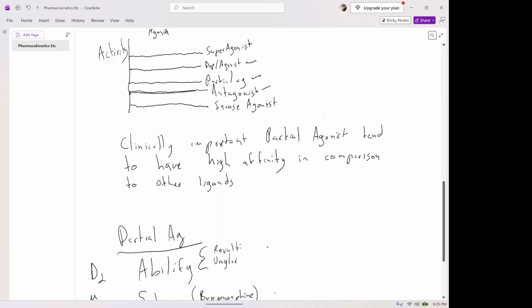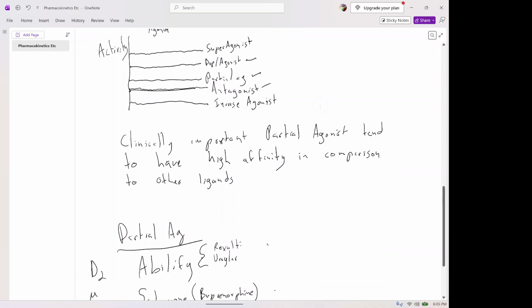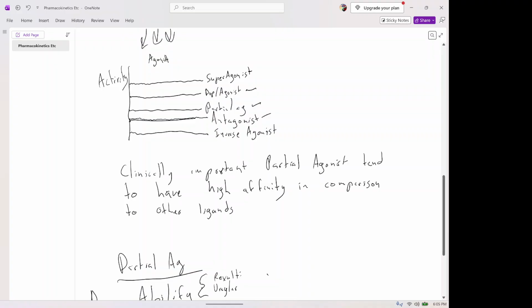So, whereas, let's say, risperidone would be a full agonist, aripiprazole, or so Risperdal or Abilify, would be a partial agonist.